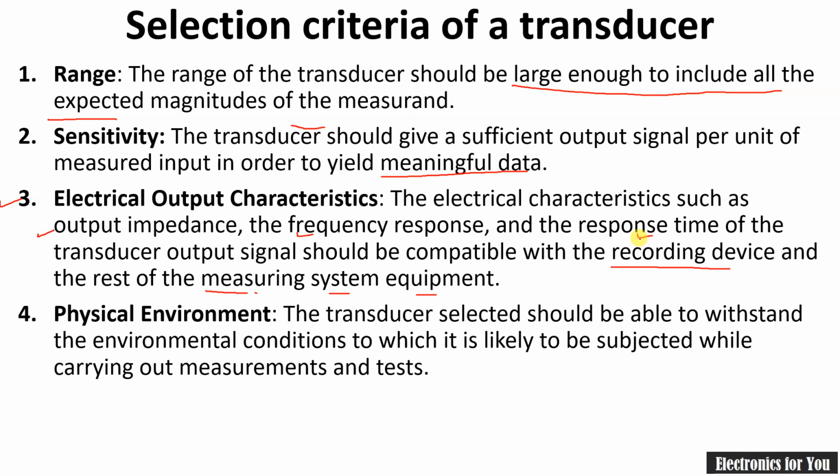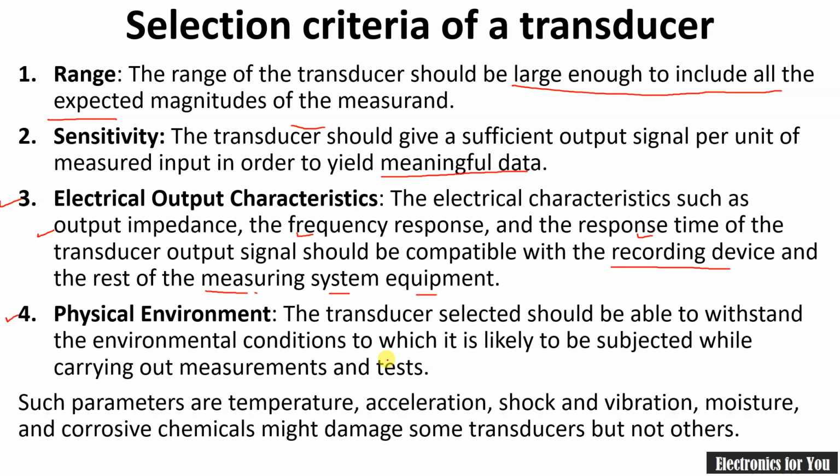The next criterion is physical environment, again very important, because if you want to measure the given quantity in some environment, for example if the temperature is high or humidity is high, in such a case our transducer should withstand that environmental condition. So we should choose such a transducer that it should withstand that environmental condition and still provide the accurate result, and therefore physical environment is also one of the selection criteria of a transducer.